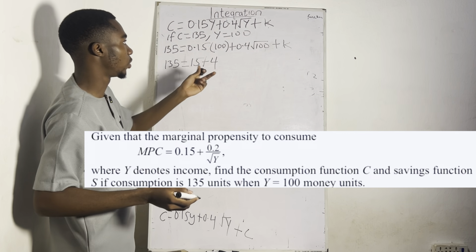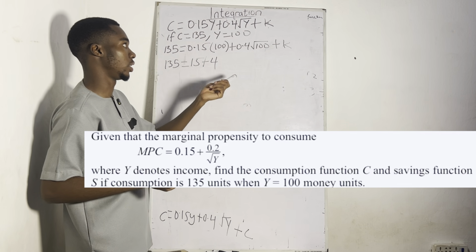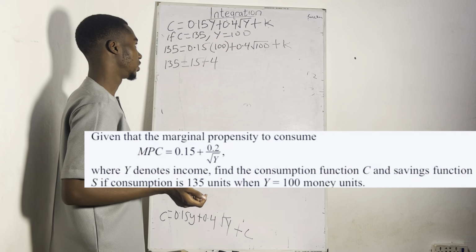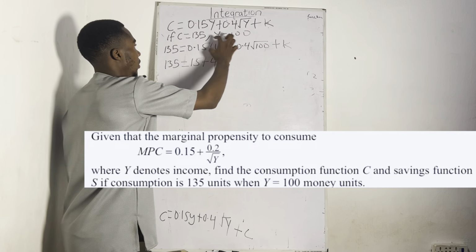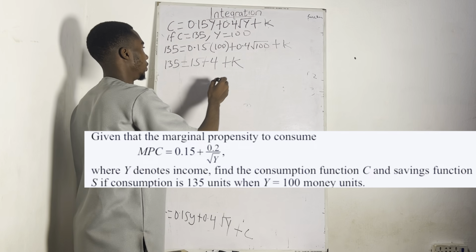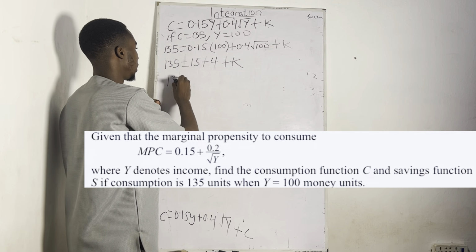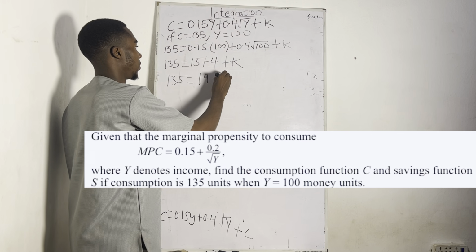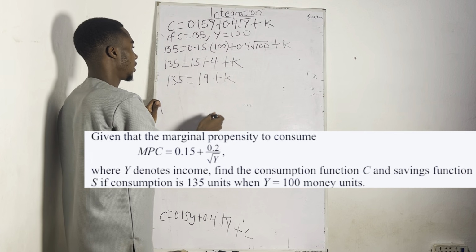So you can just punch, you don't need to do it with your head. You can just punch 0.4 root 100 on the calculator. Then you should definitely get 4. So 15 plus our 4 plus k. You get it? So we are now getting 135 is equal to 15 plus 4 is 19. Then plus k. So we can make k the subject.